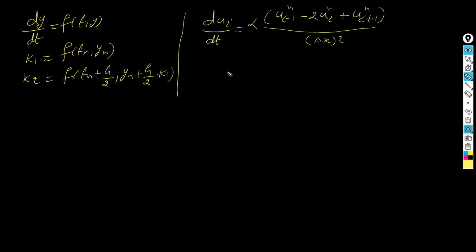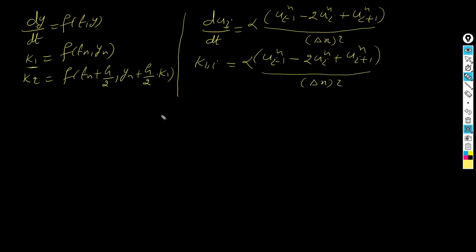So here we have to compute this value for the partial differential equation, and that can be denoted by k1_i, where i is the index corresponding to i, and this will be equal to alpha times the right hand side, which is (u_{i-1}^n minus 2u_i^n plus u_{i+1}^n) upon delta x square. But for k2, note this point very carefully. k2 is equal to f(tn plus h/2, yn plus h/2 k1), where h is the step size.